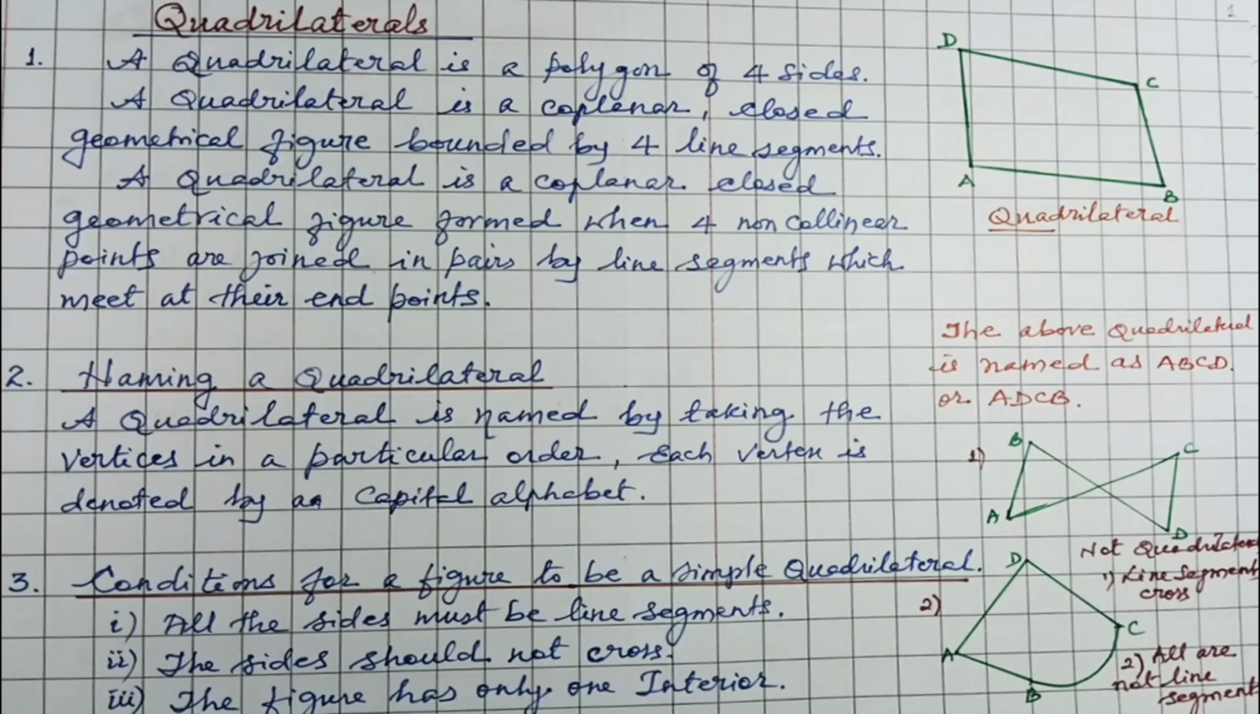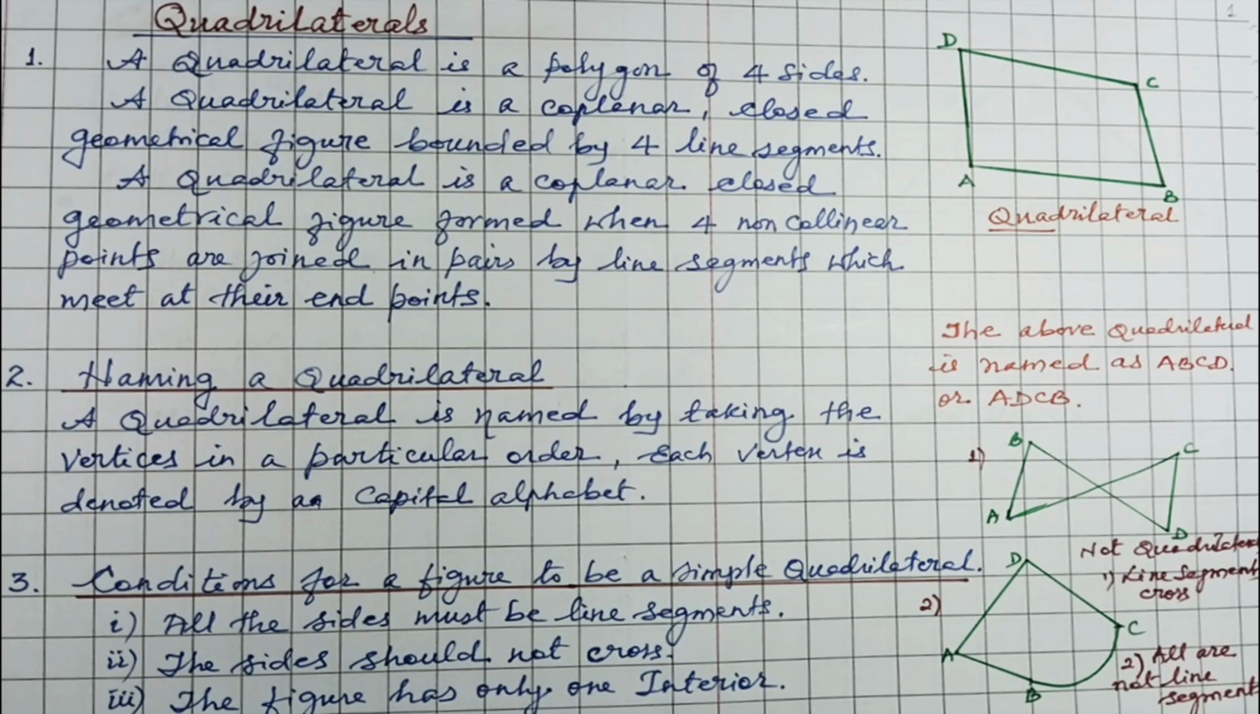Welcome to MRL. In this learning session, we'll be learning about quadrilaterals. Now, what is a quadrilateral? A quadrilateral is a polygon of four sides. A quadrilateral is a coplanar closed geometrical figure bounded by four line segments.